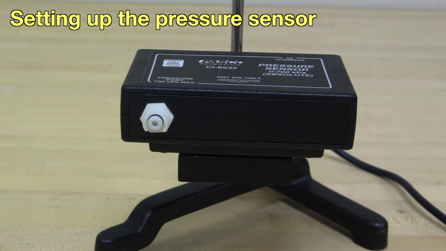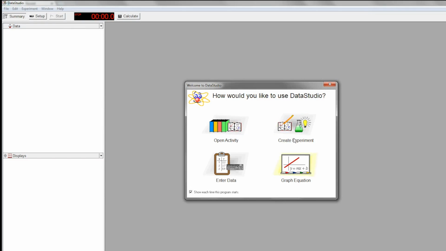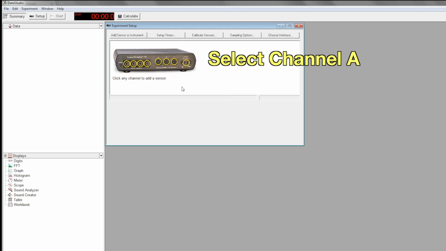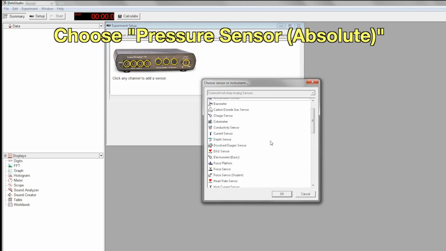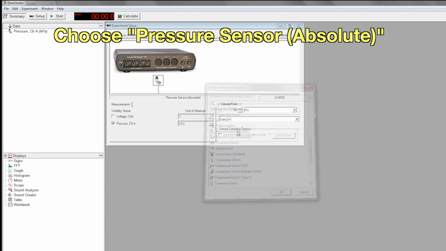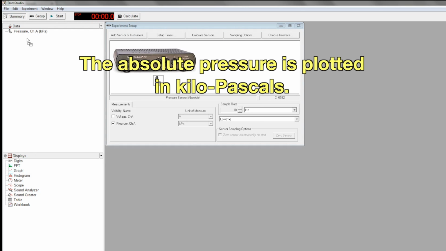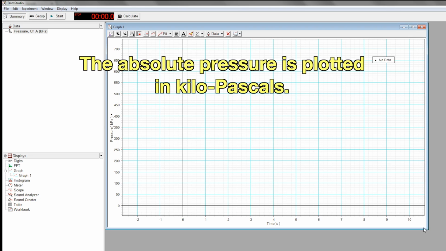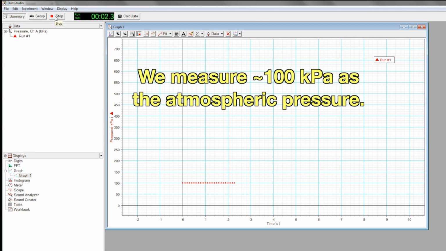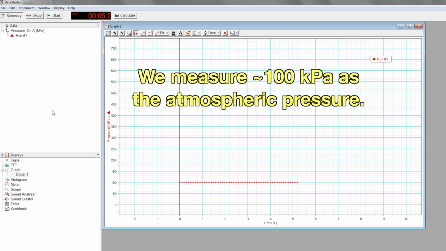To set up the pressure sensor, connect it to channel A of the Pasco interface. In Data Studio, select channel A and choose Pressure Sensor Absolute. This will give you the absolute pressure, while the gauge pressure will give you the pressure relative to the atmosphere. The absolute pressure is plotted in kilopascals. When nothing is connected to the pressure sensor, you should measure roughly 100 kilopascals, or the atmospheric pressure.